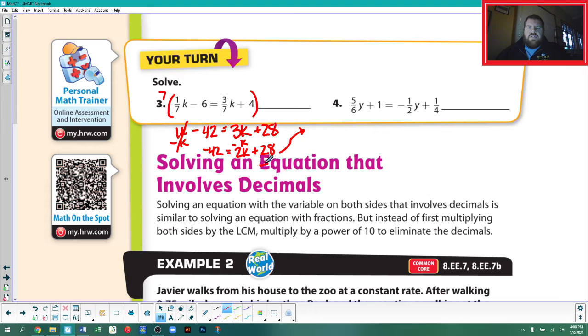Now I need to move the numbers, so I'm going to subtract 28. I know that's hard to see. Let me switch colors here. So I'm going to subtract 28 on both sides. And now I do have to know negative 42 minus 28. Just combining those two things together, I'm going to get 70. Sorry, negative 70. And that's going to equal 2k. So then I divide by 2 on both sides to get rid of that 2. And it would look like k equals negative 35. So we would say here that k equals negative 35.